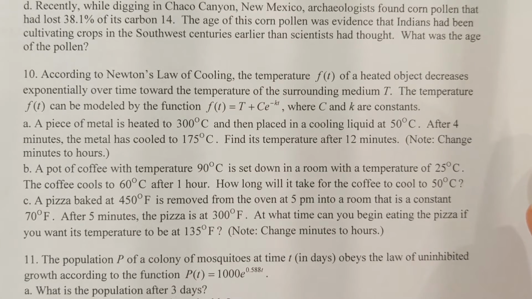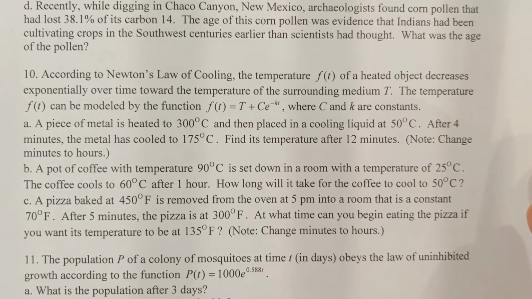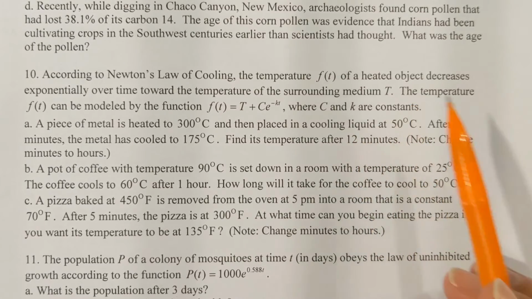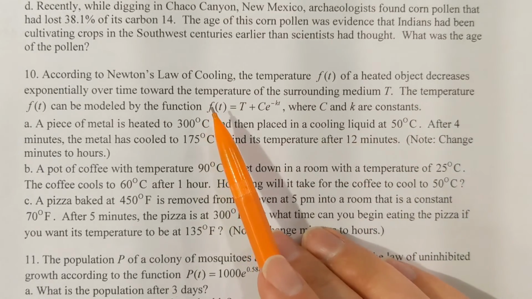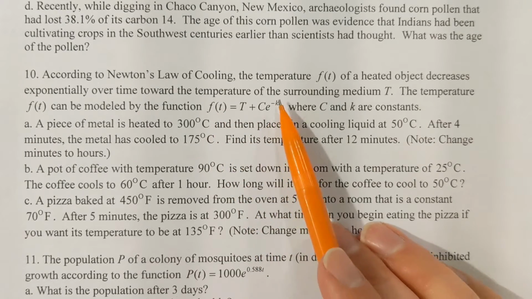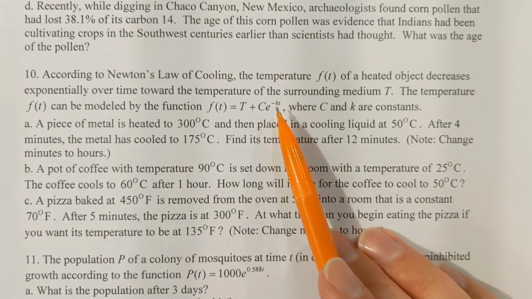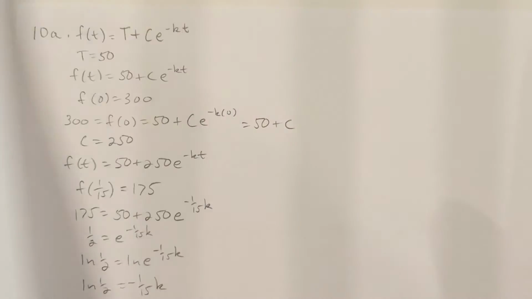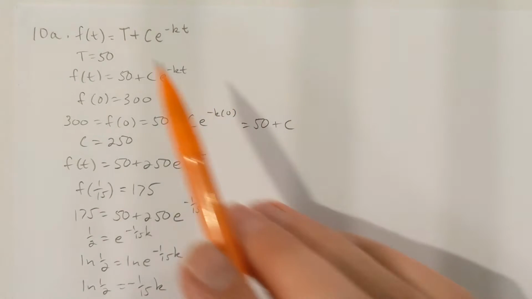Okay, now of course in this problem we have exponential decay, right? This hot piece of metal is placed in a cooling liquid, so obviously as time goes on, the temperature, F of T, is going to decrease, right? So it makes sense why we want that power to be a negative, since that temperature is going to be decreasing over time. All right, so here's the function that was given to us.